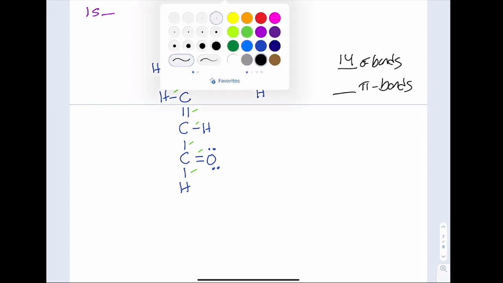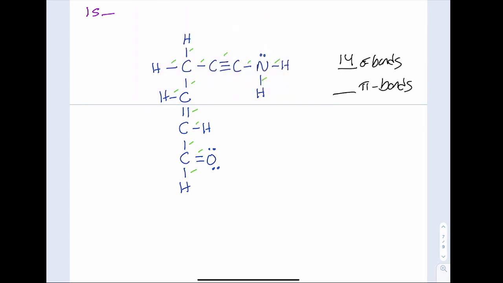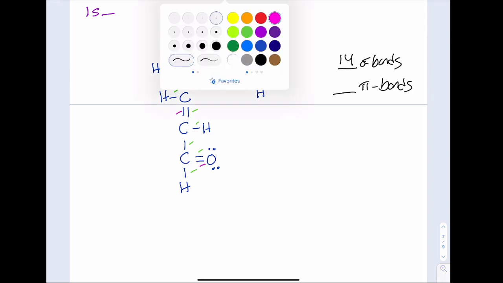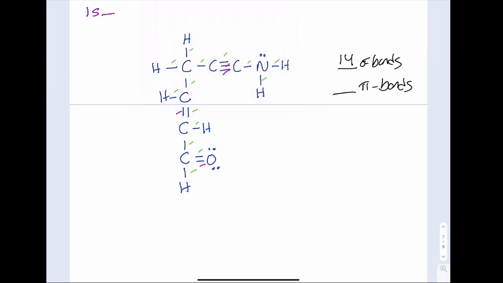And then pi bonds, I'm going to count once for my double bond, right? Because a double bond contains 1 pi bond. And then I'm going to count twice for the triple bond because the triple bond contains 2 pi bonds. So for my triple bond, 1, 2, and then 3, 4. So I have 4 pi bonds in this structure. So 14 sigma and 4 pi bonds.